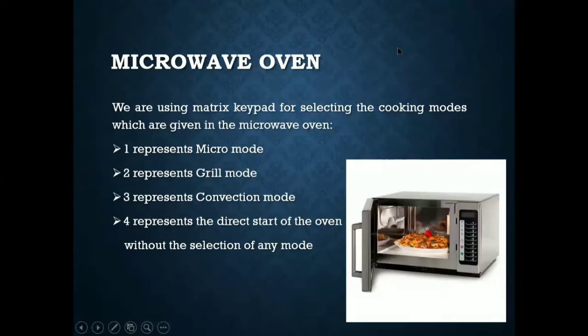Microwave oven. We are using a matrix keypad for selecting the cooking modes which are given in the microwave oven. 1 represents micro mode, 2 represents grill mode, 3 represents convection mode, and 4 represents the direct start of the oven without the selection of any mode.